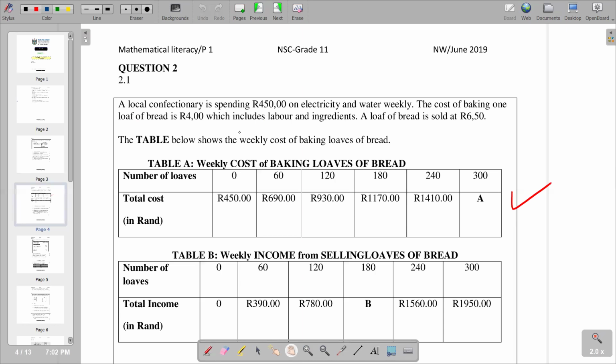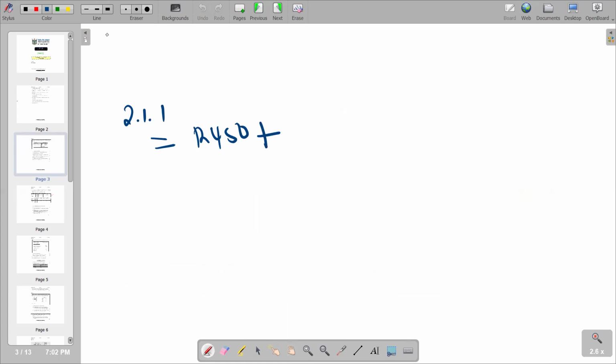So this is what we have. We say 4 times the number of loaves. So in brackets, we are going to say 4 rand times number of loaves. So basically, that's how we're going to come up with your formula. So that becomes your formula 2.1.1.